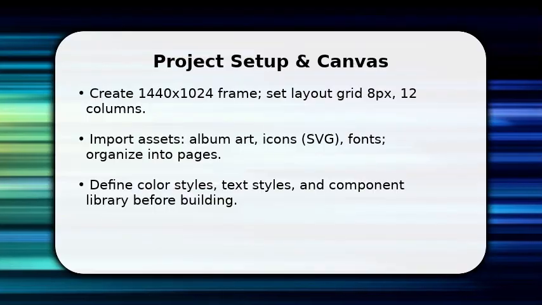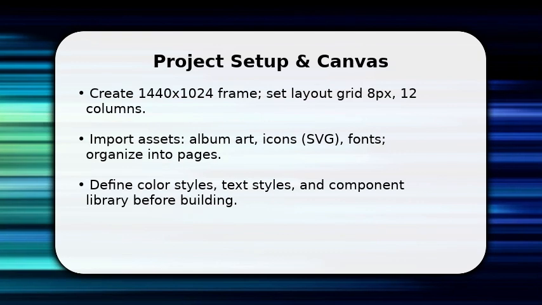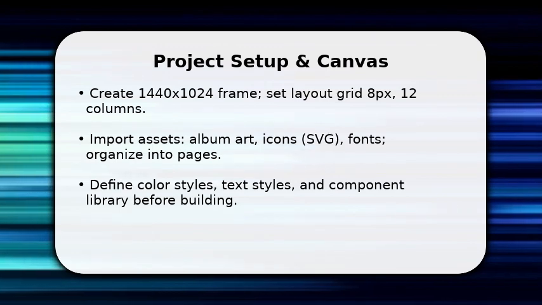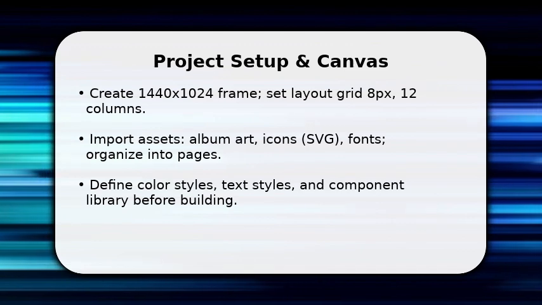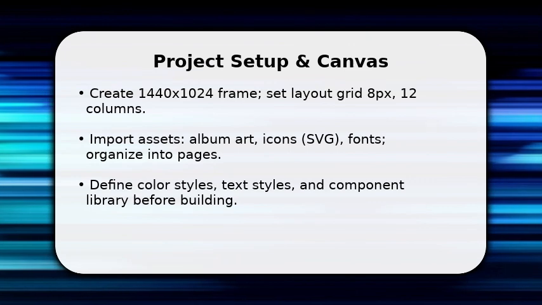You start by preparing a clean canvas and assets so you can move fast. Create a 1440 x 1024 frame and apply an 8px layout grid with 12 columns. This gives consistent spacing. Import album art, SVG icons, and the fonts you'll use, then group those files into a dedicated assets page. Define color and text styles now because once components are created, changing a style updates everything. This saves time and prevents mismatched typography and color later.